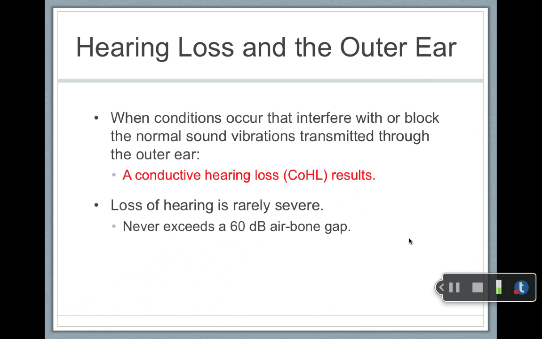So, hearing loss in the outer ear. Conditions that interfere with or block normal sound vibrations are called conductive hearing losses in our outer ear. Conductive hearing losses are rarely severe. They never exceed a 60 dB air-bone gap. So regardless of how bad the conductive hearing loss is, the cochlea, that main hearing organ, is not going to be overly affected.